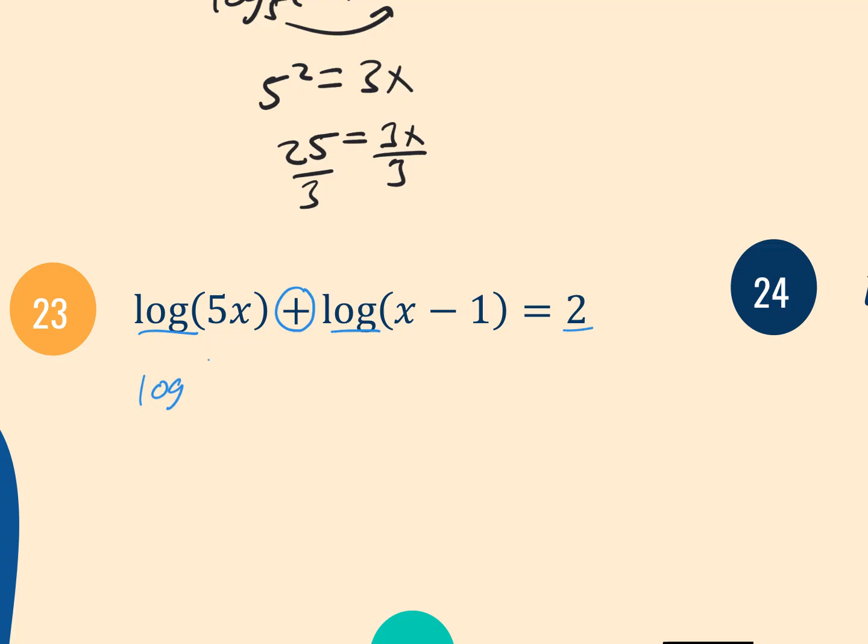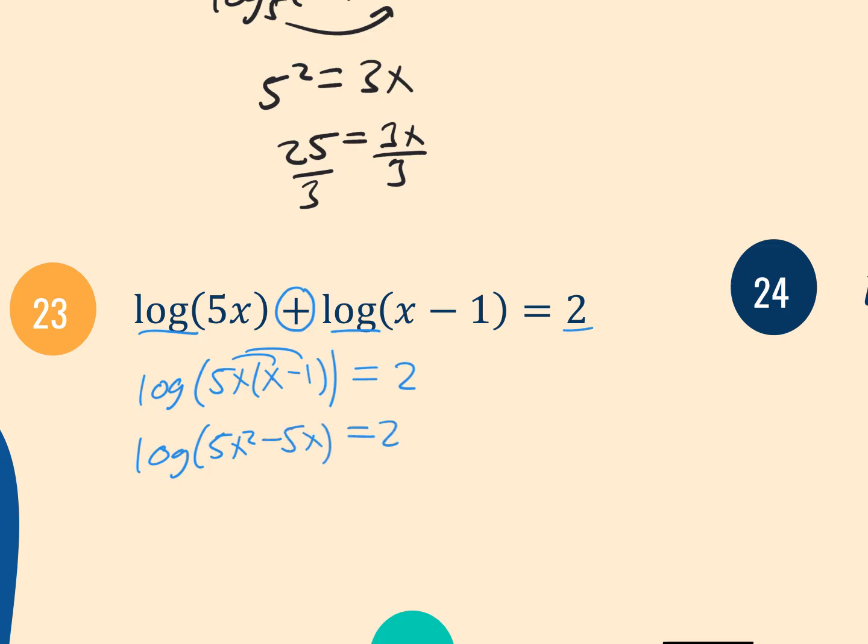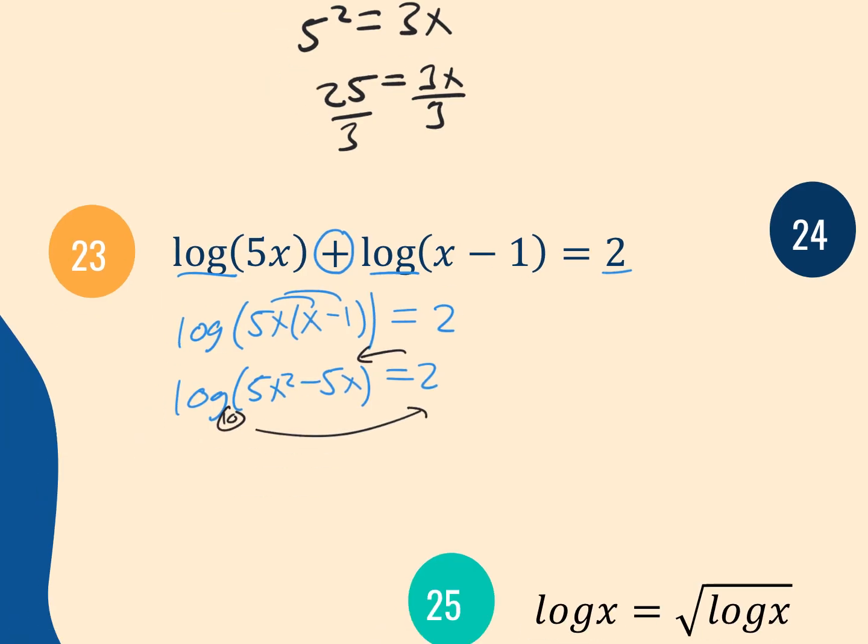This is going to be log of 5x times x minus 1. Distribute the 5x. And then I'm going to be left with a log of 5x squared minus 5x equals 2. Keep in mind, when you don't see a base, the base is 10. Right, and then from here I would just do what I did before and convert it to exponential.